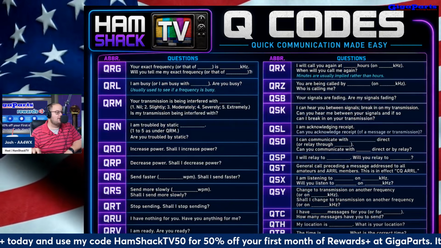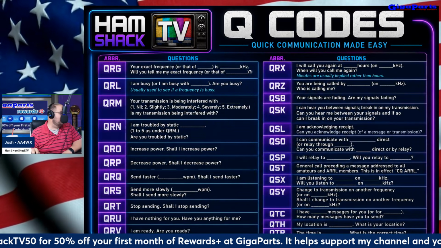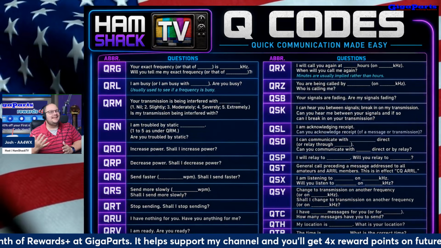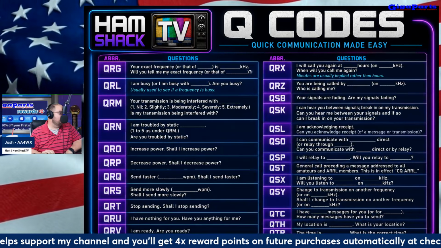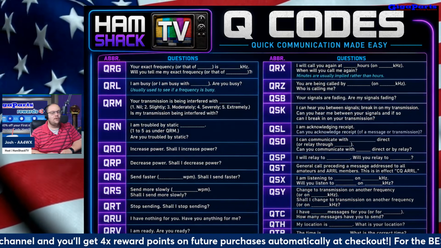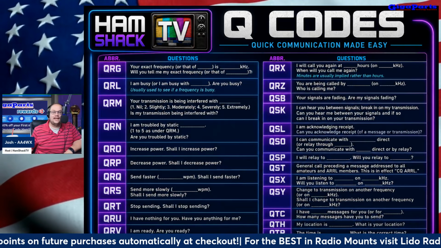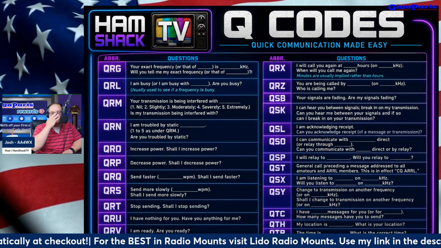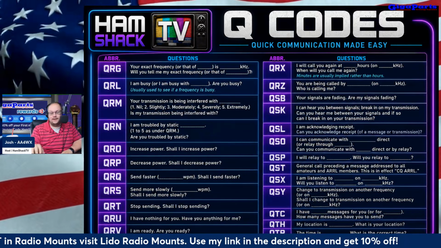QRO means increased power. Will you QRO? Shall I increase power? QRP, we all know what QRP is. Well, yes and no. It just simply means low power, right? QRP could be telling somebody to decrease power or asking if you should decrease power. So sometimes the Q codes are not being used exactly the way they were intended.